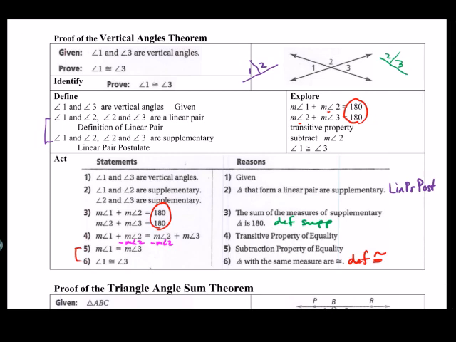We are now able to use this idea at any time. As soon as we have angles 1 and 3, we can automatically mark them congruent because we have a theorem that proves that's true. Every time we use the vertical angles theorem, we are using this proof right here without having to actually write all of the steps. That was a fun one.